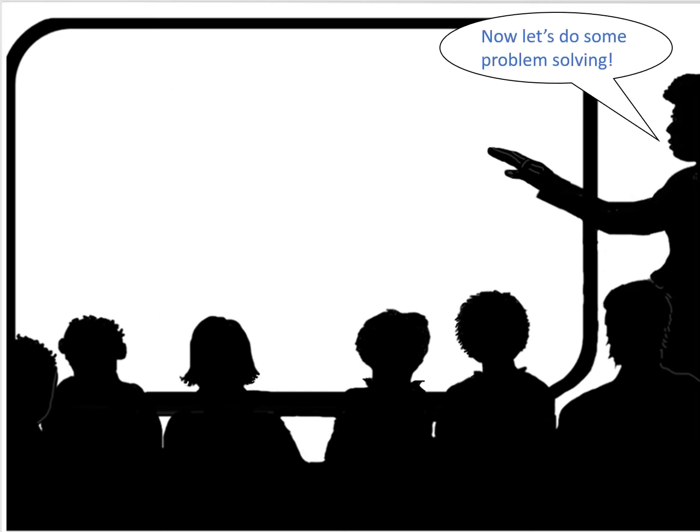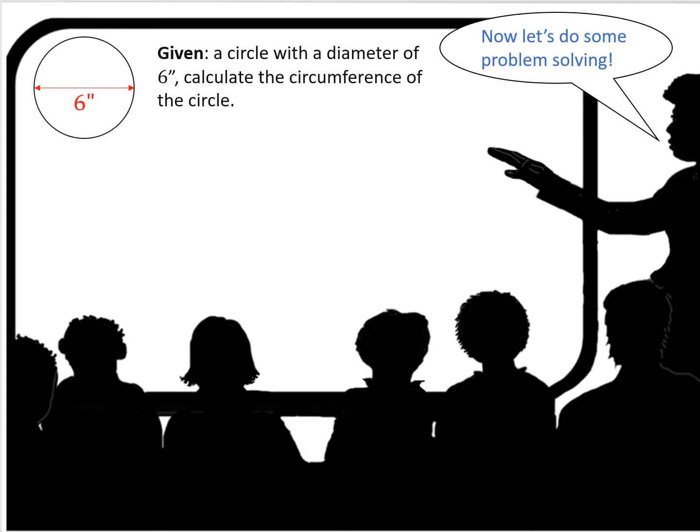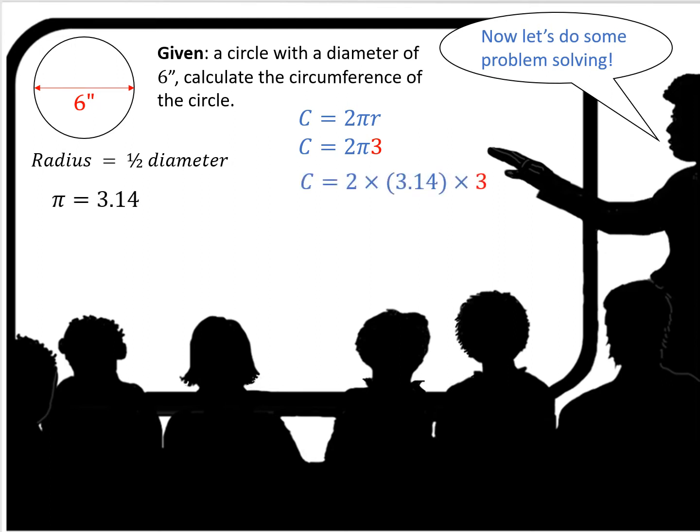Okay, now let's do some problem solving. Given a circle with a diameter of 6 inches, calculate the circumference of the circle. There's our formula for circumference. And we remember that the radius is 1/2 the diameter. Therefore, with a diameter of 6, we have a radius of 3. We're going to substitute 3.14 for pi. We do all the multiplication. We come up with 18.84 inches as the circumference of that circle.